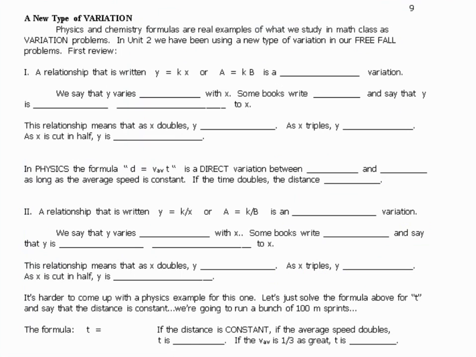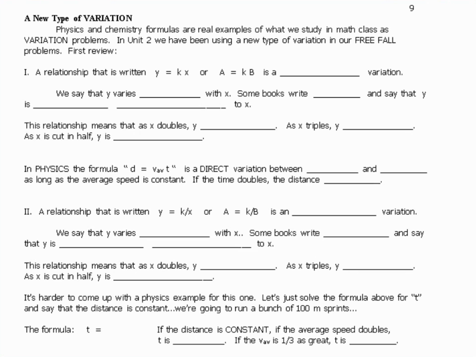This section is a bit of a math review. It is more for helping with your problem solving skills, not directly tested in this class. So it's more of a helpful hint than it is something that's a requirement here. Physics and chemistry formulas are real examples of what we study in math class as variation problems. In Unit 2, we've been using a new type of variation in our free fall problems.